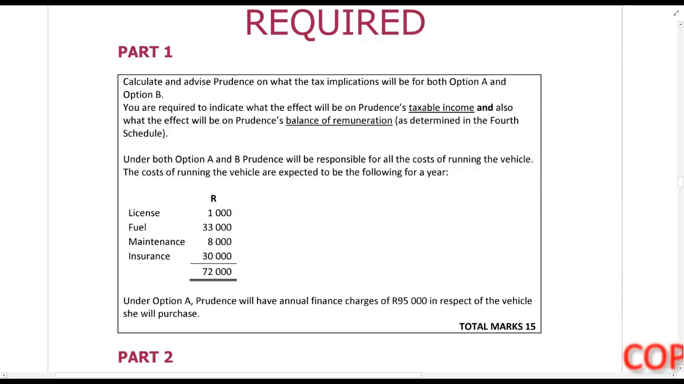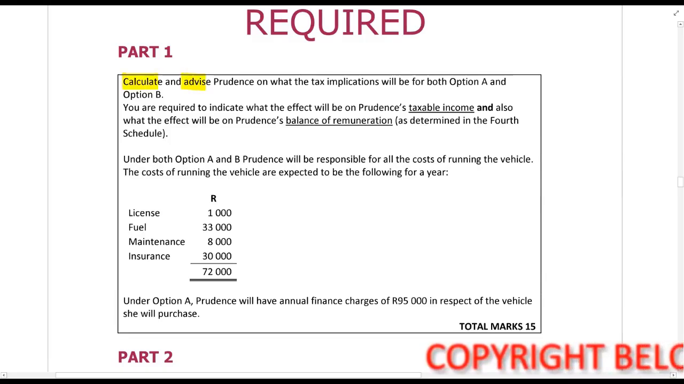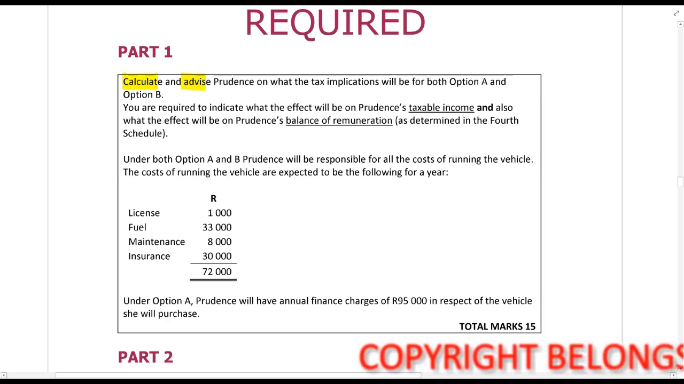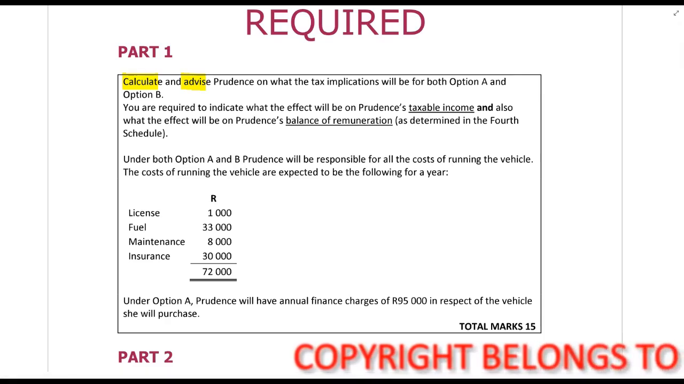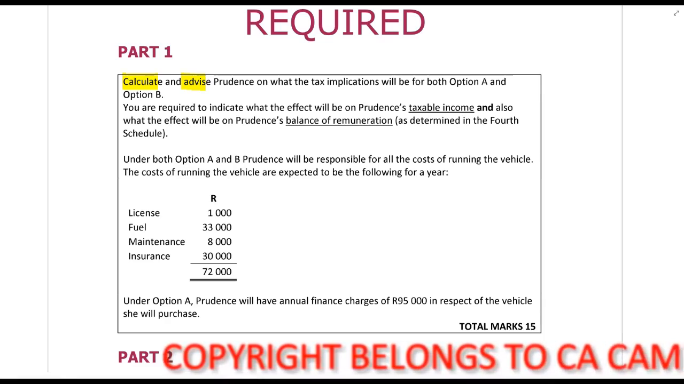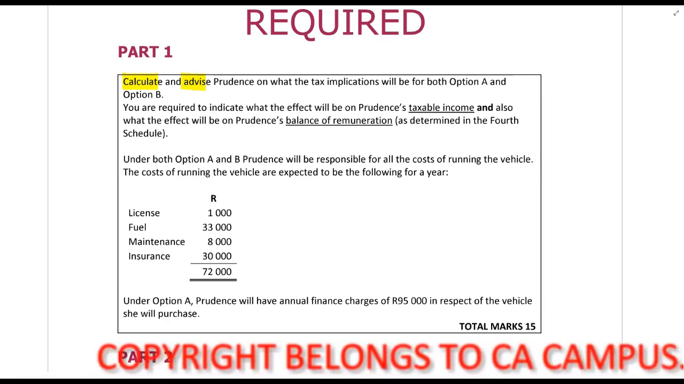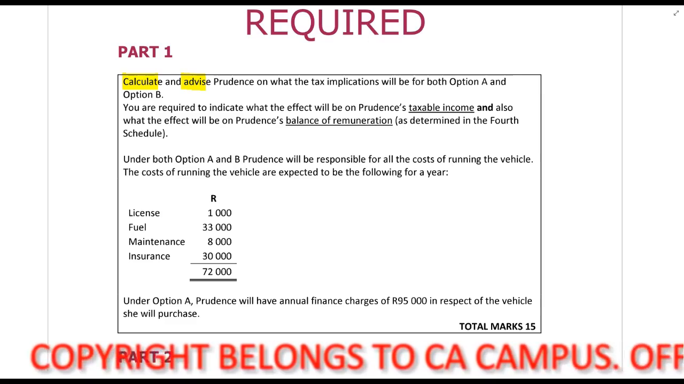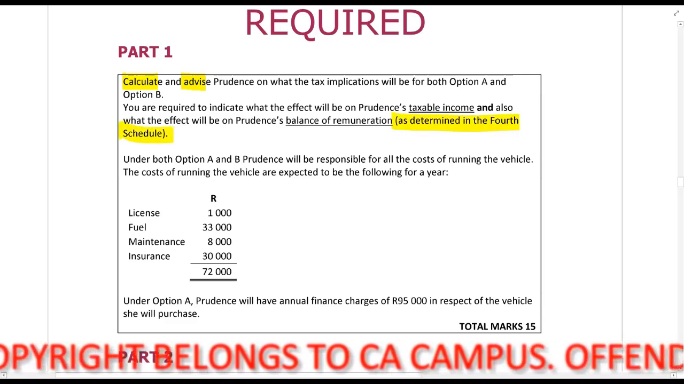Let's look at part 1 of the required. It says calculate and advise Prudence on what the tax implications will be for both option A and option B. You are required to indicate what the effect will be on Prudence's taxable income and also what the effect will be on Prudence's balance of remuneration as determined in the 4th schedule. I wouldn't have to tell you this, you would have to know that.